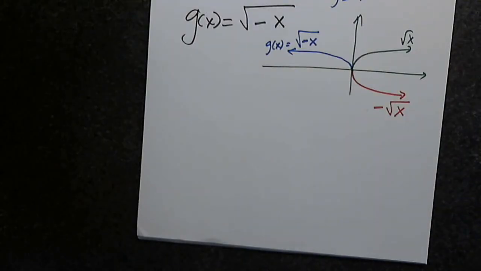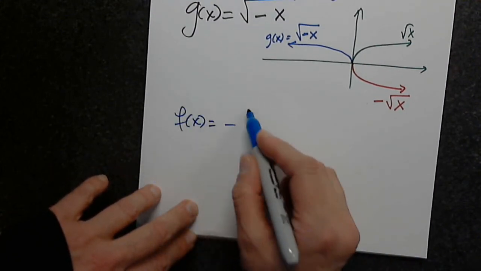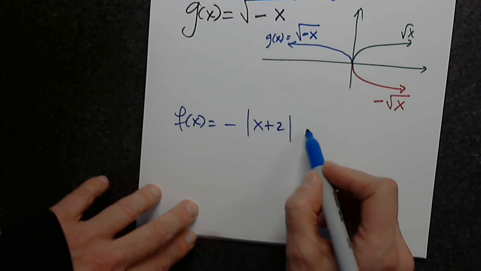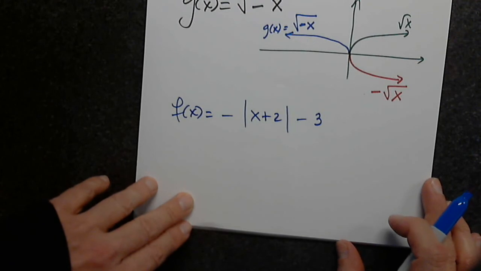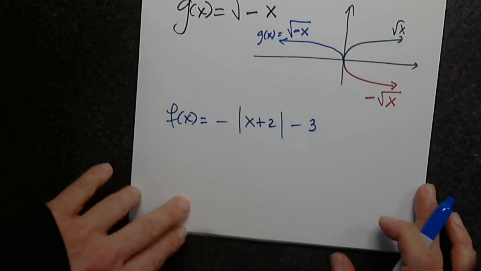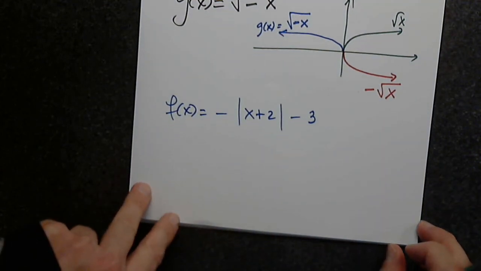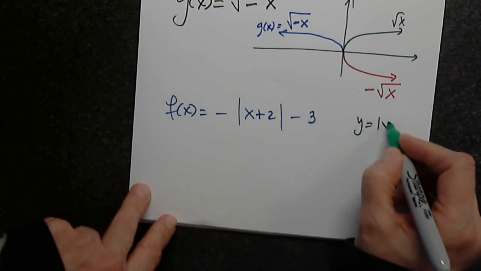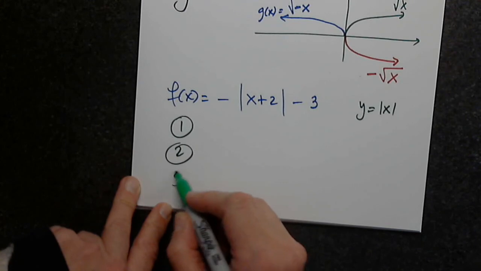Okay, so let's take a look. F of x equals negative the absolute value of x plus 2 minus 3. I'm giving another example of a combination. We have 3 transformations in this one. In order of operations, first of all, please tell me which function I used this time. I used again the absolute value of x. The first transformation, second, and third.